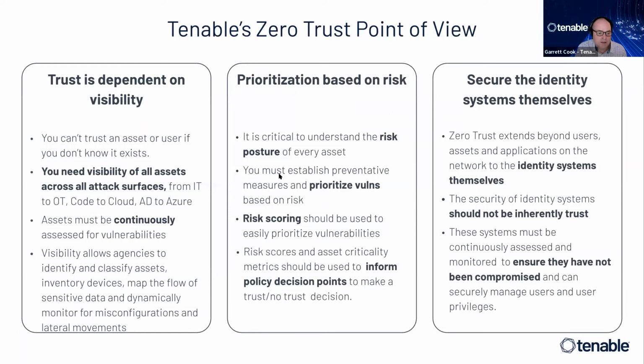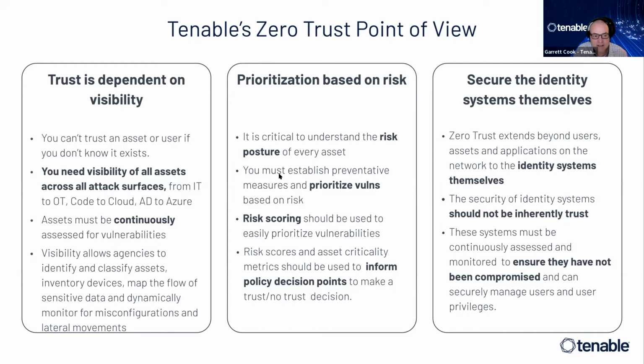So now, just talk to Tenable's zero trust point of view. There's three overarching pillars, how we think about the problem, at least in terms of how we can help. First and foremost, we believe that trust is dependent on visibility, and that this is the very first task that most agencies and industry or enterprises will have to address before they can really start to work towards true zero trust.